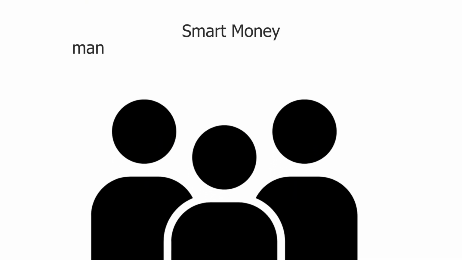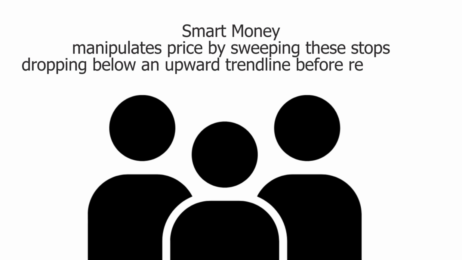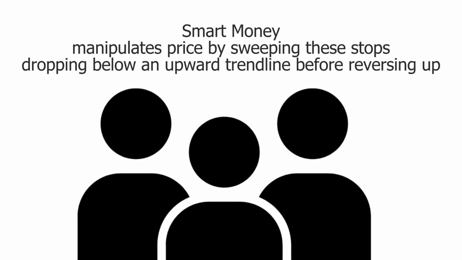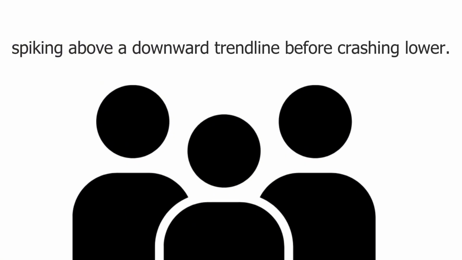When too many traders follow this pattern, smart money manipulates price by sweeping these stop losses, dropping below an upward trend line before reversing higher, or spiking above a downward trend line before crashing lower. This stop hunting move allows institutions to fill their positions before the real trend continues.